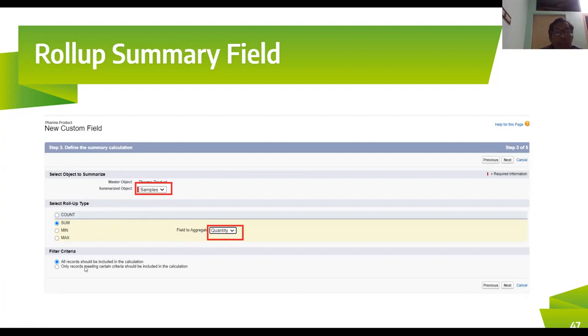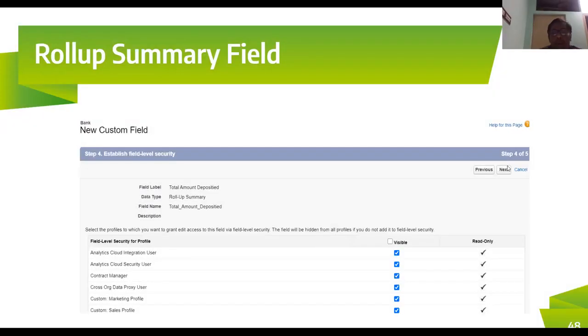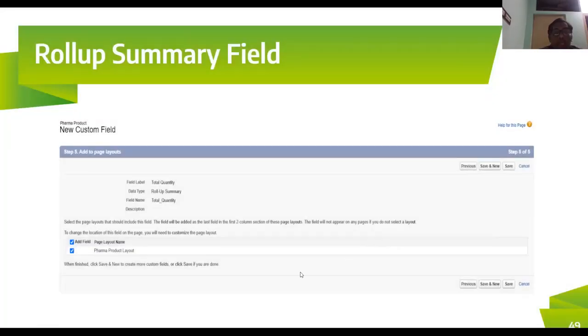For the filter criteria, if you want all the records to be included, you can select that, or only records meeting the criteria should be included in the calculation. Whichever option you want, you can select it. I'll go with the default one and click on the Next button. The remaining steps are the same. You select the visibility, visible for all profiles, and then click Next. The Total Quantity field will be added on the Pharma product layout.